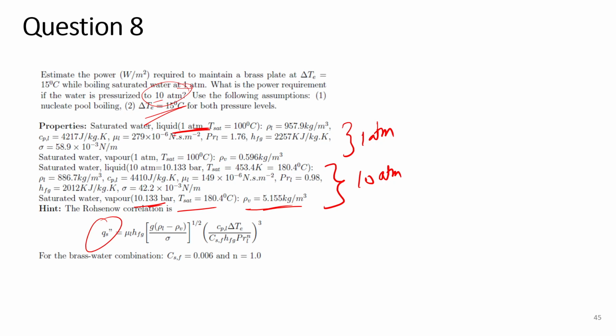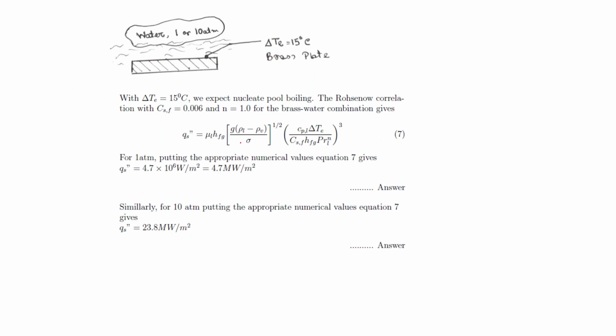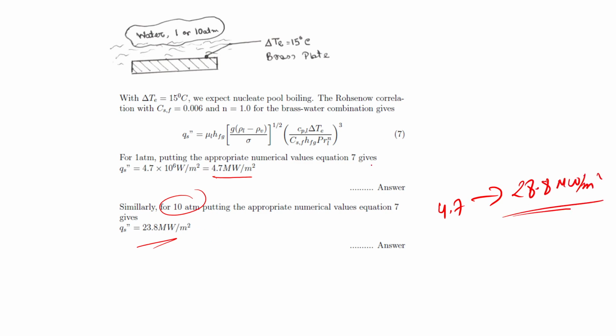But the only thing to note was, if you just look at the solution at 1 atmosphere, the power requirement is 4.7 megawatt, and at higher pressure the power requirement will become higher, that is 23.8 megawatt. In order to boil the water by an excess of 15 degrees Celsius, the power requirement will again increase from 4.7 to 23.8 megawatt per meter square. So if you need to boil water at higher pressure, you need to provide this higher power. That was what was demonstrated in this question.